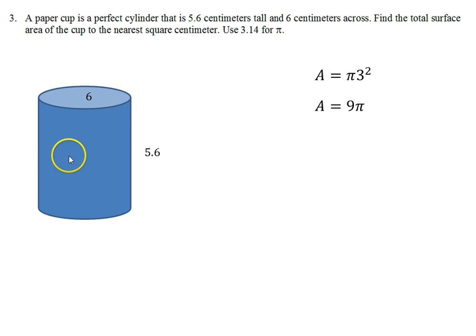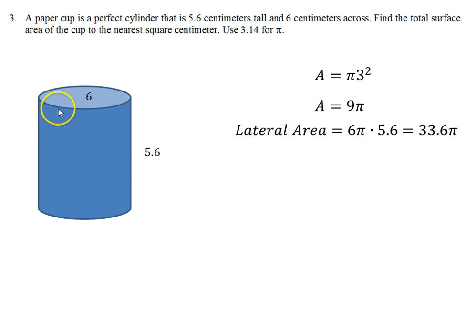Then I have to find the area of the rectangle that's wrapped around the circle, which creates the cylinder. So I'm going to find the circumference. 6 pi is the circumference of the circle. That is the length or the width, whatever you want to call it, of the rectangle that would be formed if we flattened out this paper cup. So 6 pi is the length of the rectangle, and we're going to multiply that by 5.6 because that's the given height of the rectangle. So the lateral area is 33.6 times pi.